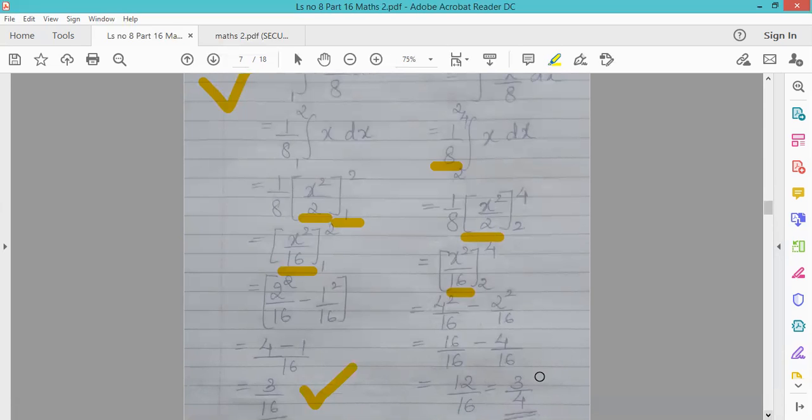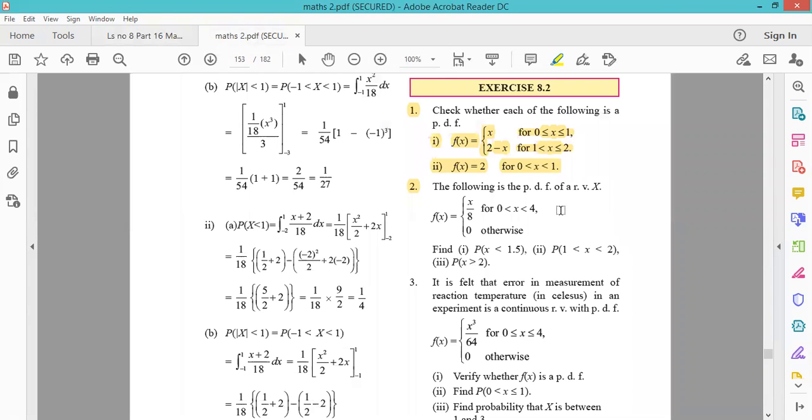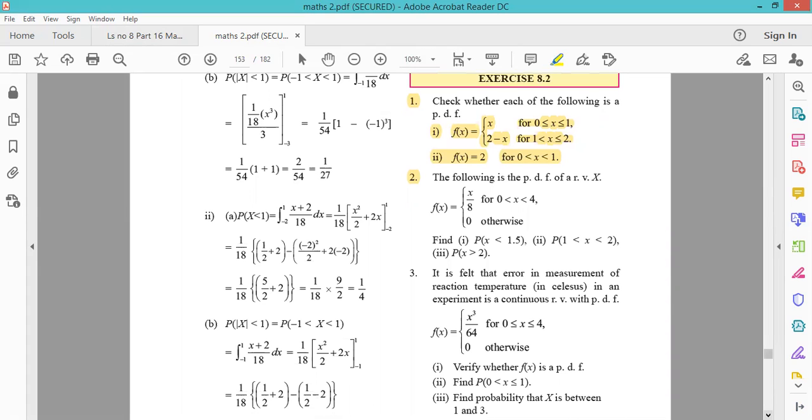The answer is 3 by 4. So with this, the second sum is over. The difference was here, it was already a PDF, so you just had to find out the values of the probability. All right, class, clear? At least थोड़ा बहुत समझ में आ रहा है आप लोगों को?